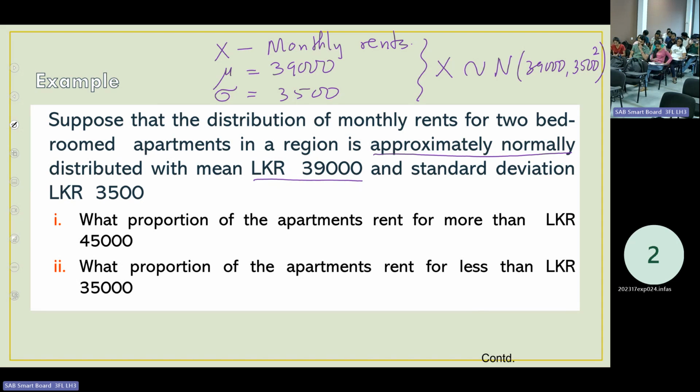So we are asked for two questions here. Now here they are asking for proportion. Proportion keyword, probability keyword, same thing, right? So what proportion of the apartments, or what probability of the apartments, same thing, rent for more than 45,000. So more than 45,000. Second part, less than 35,000.